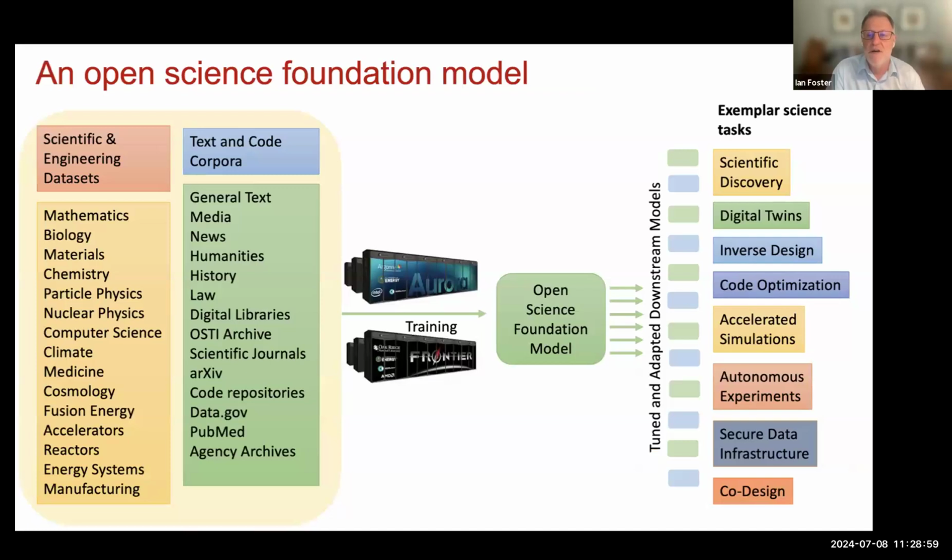But this is the basic idea. Train on as much text, code, and data sets as possible, and build a foundation model that can then be specialized to a variety of different tasks. It could be specialized via fine-tuning or by in-context learning or some other emerging method. We're pushing hard on this notion that a general purpose, very large open science foundation model is at least one important part of the future of AI for science.